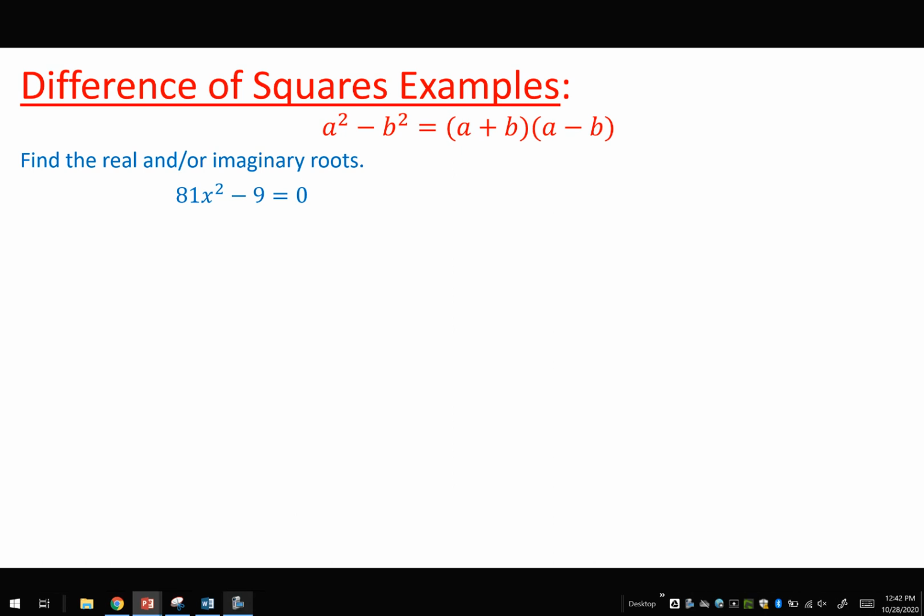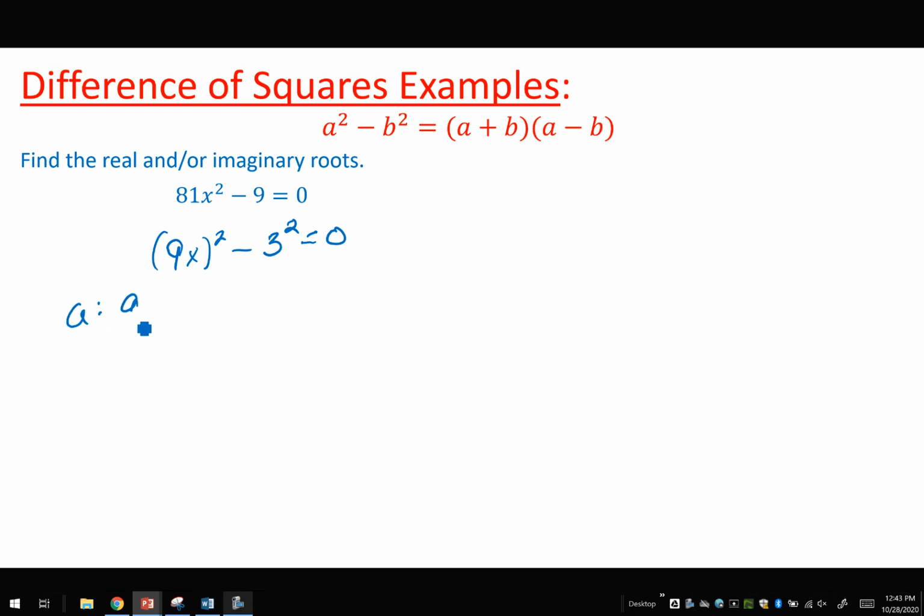So if I had one that looked like this, 81x squared minus 9 equals 0, right? This is a difference because it's subtraction. So I'm trying to think, okay, what squared would get me 81x squared? So let's first off think of the 81. What squared gets me 81? 9. And then x squared, that would have to be an x there. So 9x squared in parentheses is the same thing as 81x squared. What can I square to get 9? 3. So this is a difference of squares.